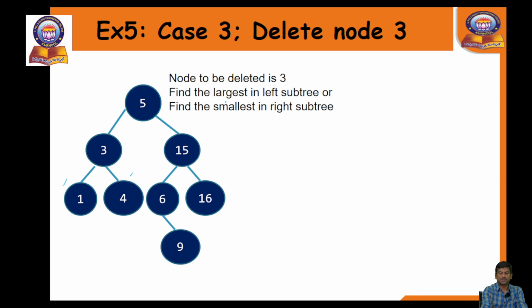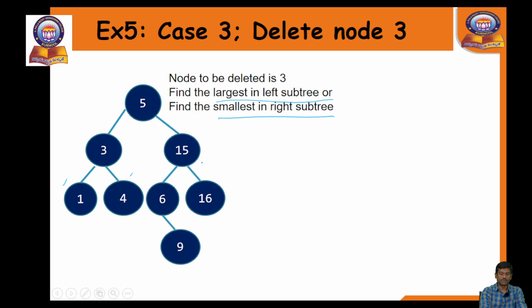In such cases, either you can find the largest value in the left subtree, or you can find the smallest in the right subtree. That is, if you consider node 15, assume node 15 has to be deleted. What is the largest in the left subtree? The largest in the left subtree is 9. So this value has to replace the 15.